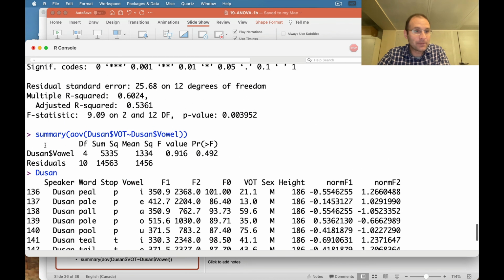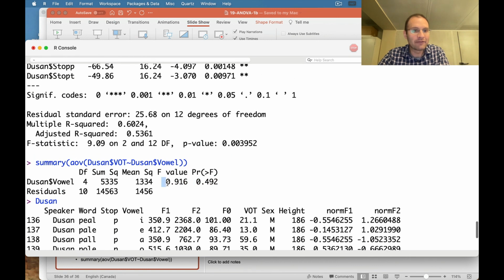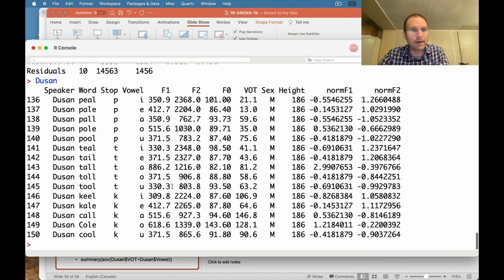But that's how you do it with a command that's this simple, and that's how you interpret it, looking primarily at these values over here, and the F value being based on what's going on between these two guys. I'm going to stop now.